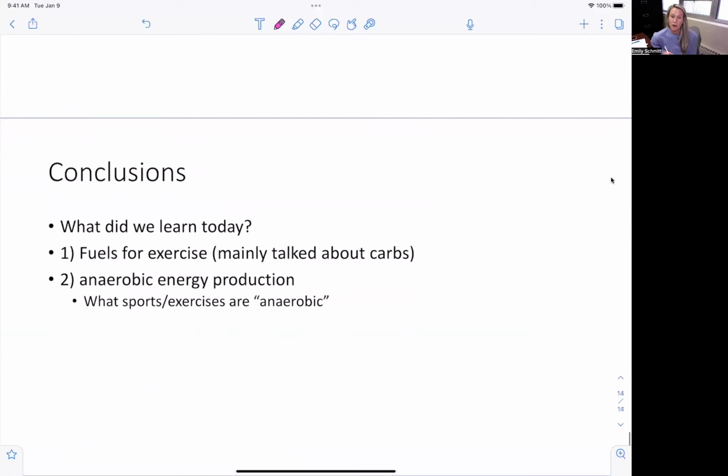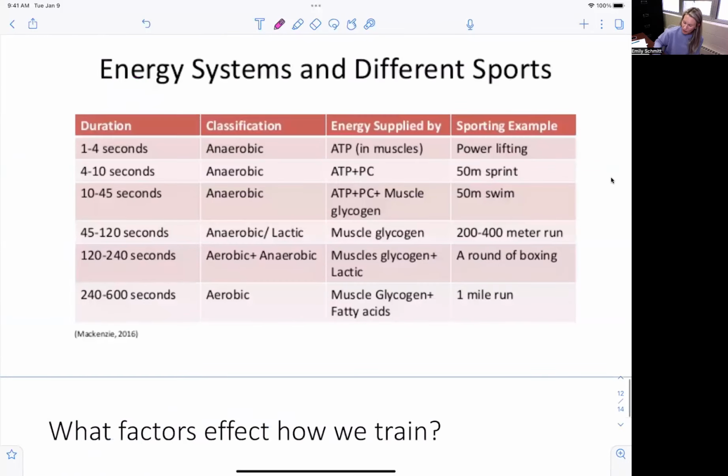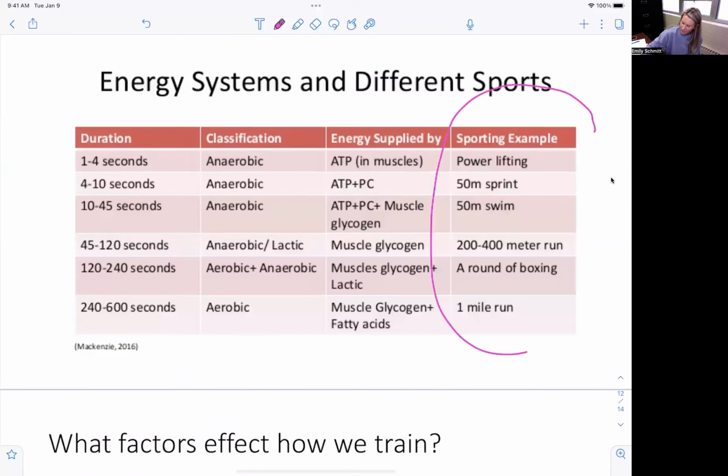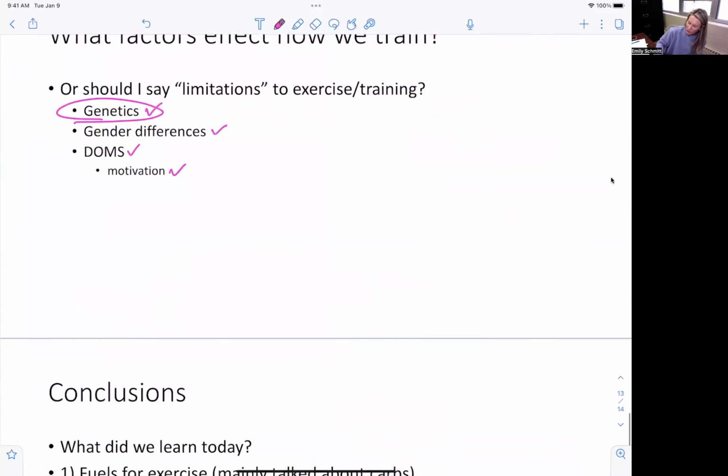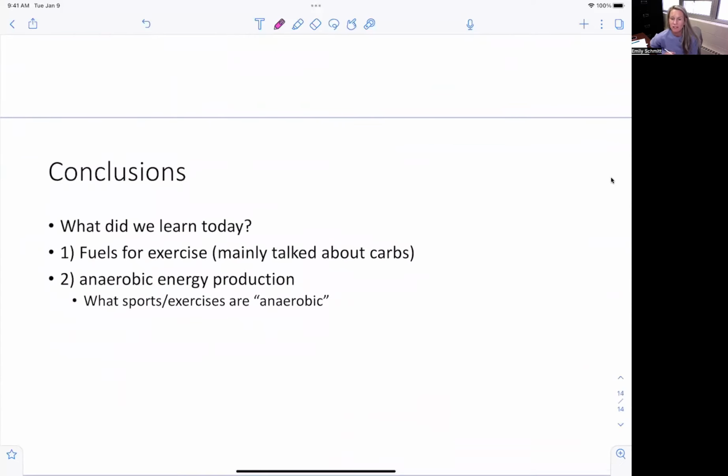So we talked today about fuels for exercise, mainly carbohydrates for that anaerobic power. We talked about the 2 anaerobic systems, our ATP-PC, and then our lactic acid glycolysis. And then we gave some examples of sports that are anaerobic, and those were in the end of this graph and then up here as well. So hopefully between the YouTube videos and this video, you have a better understanding and handle on aerobic energy and metabolism. And I will see you for the next module, which is training the anaerobic system.